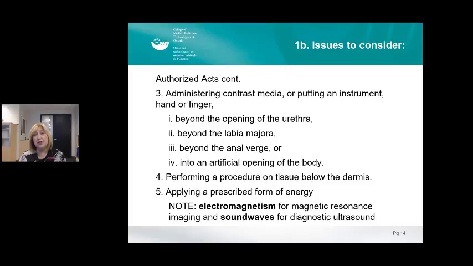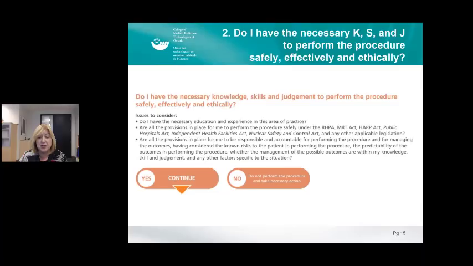So just those 2. Of course, as you know, the Healing Arts Radiation Protection Act covers the ordering and application of ionizing radiation. So in order to do our authorized acts, there's a couple of other things that have to be in place. Do I have the necessary knowledge, skill, and judgment to perform the procedure safely?